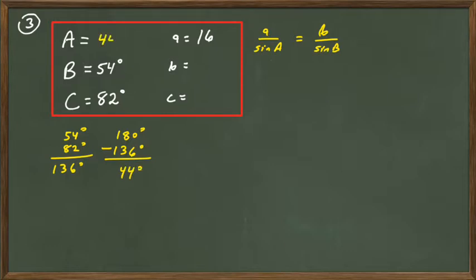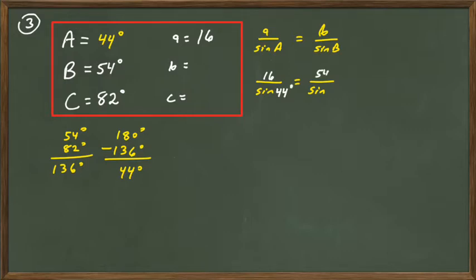44 degrees. Is that the smallest angle listed here? That means that 16 had better be the smallest side, because the smallest side should be opposite the smallest angle. So we're going to do a over sine A equals b over sine B, if that's okay. So what is side a? 16. Angle A, 44 degrees.